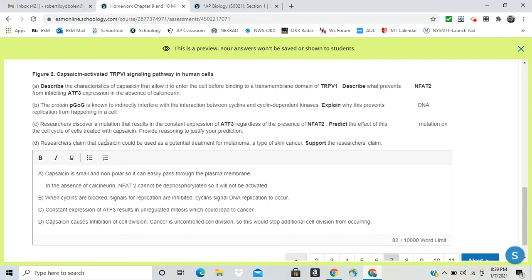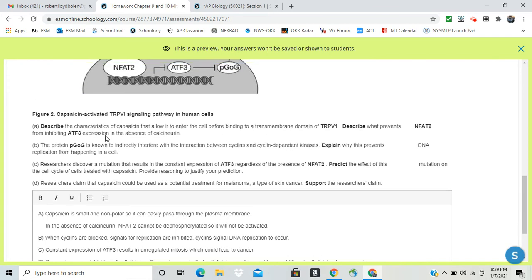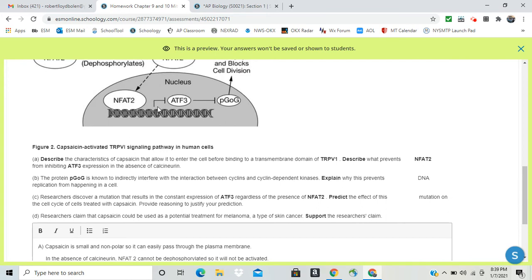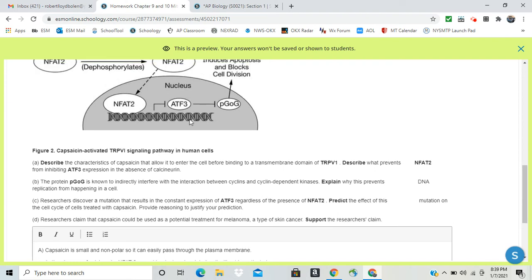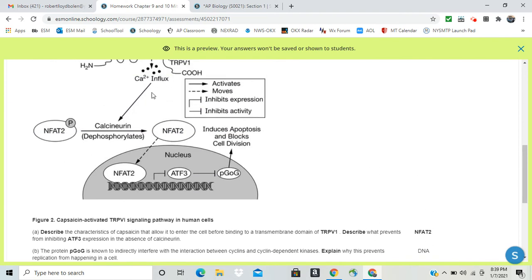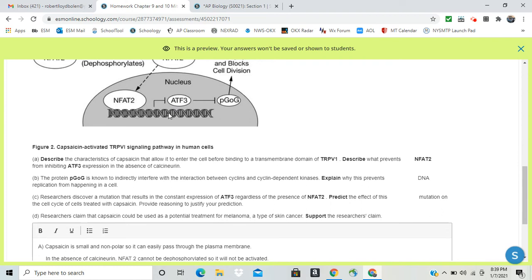Okay. For letter C, they discover a mutation that results in constant expression of ATF3. So ATF3, regardless of NFAT2, gets expressed all the time. They want to know, predict the effect of this mutation on the cell cycle of cells treated with capsaicin. So if you treat the cells with capsaicin and ATF3 works regardless of the presence of NFAT2.